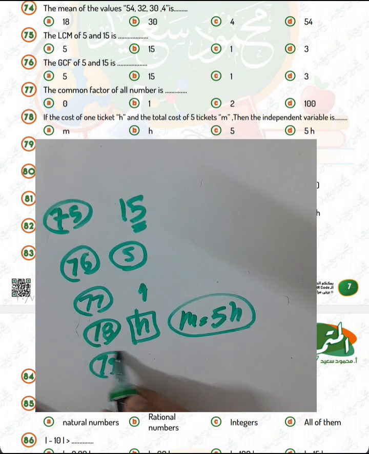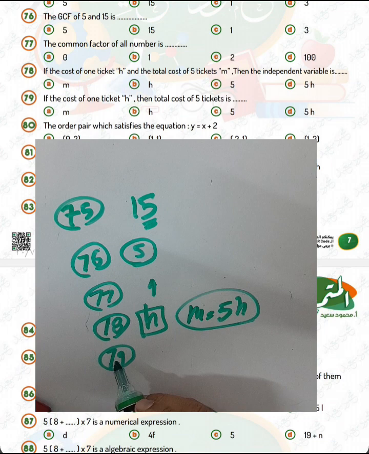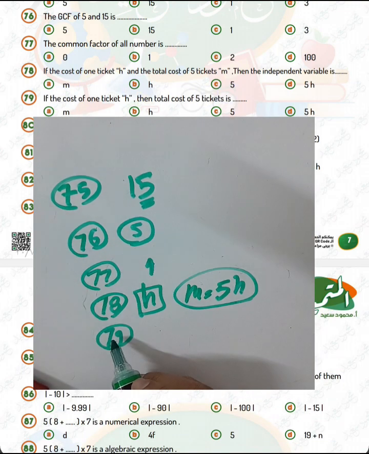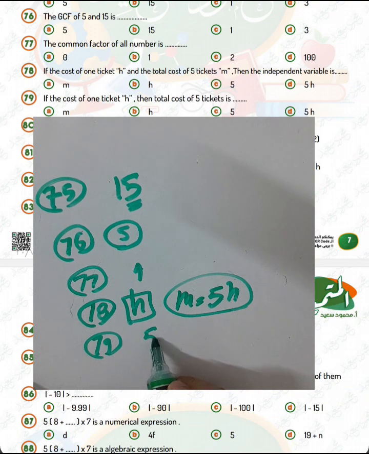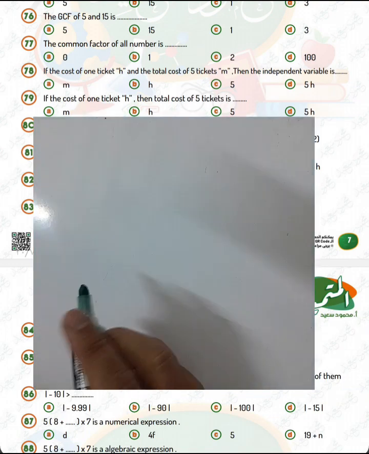Question 79. If the cost of the ticket is h, then the total cost of 5 tickets will be what? We want to find the total cost of 5 tickets. It will be 5 multiplied by h. Here, the total cost will be 5h. Question 80.